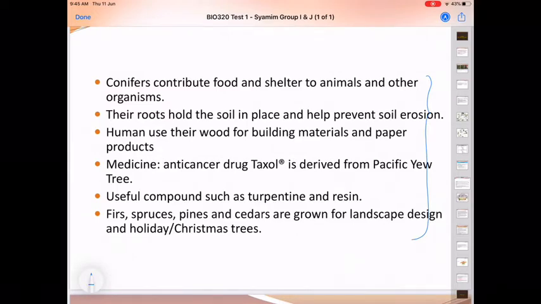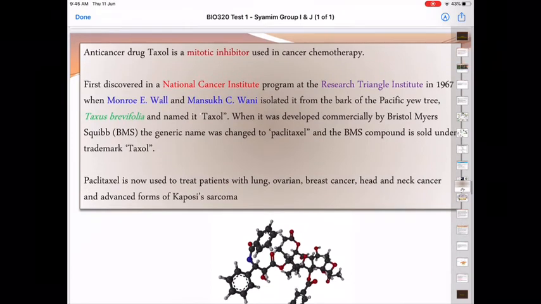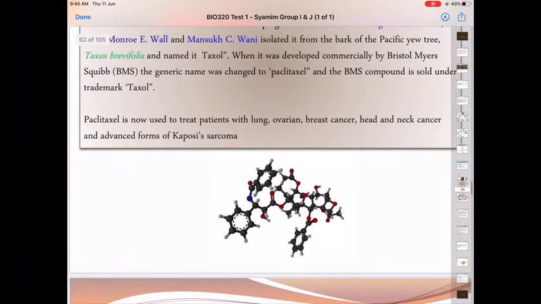So these are the benefits, or examples of the usage, of Coniferophyta for us. If the question asks what is the use or benefit of the plant for humankind, for biotechnology, for medicine, for health, you can answer according to the question asked. This is another explanation about the anti-cancer drug taxol. So you can read this up.